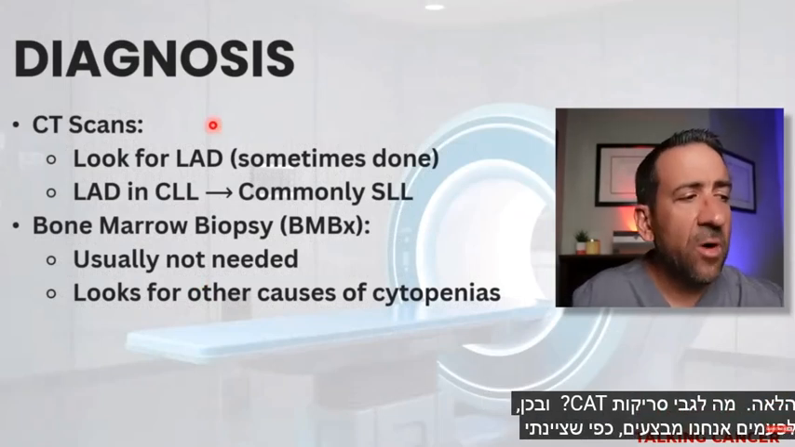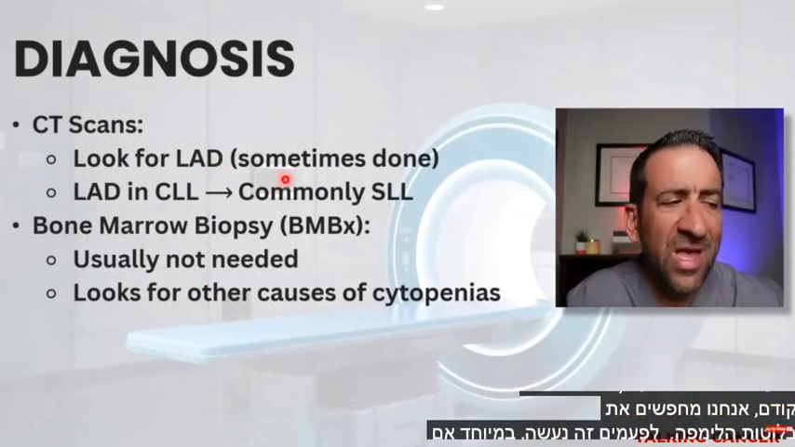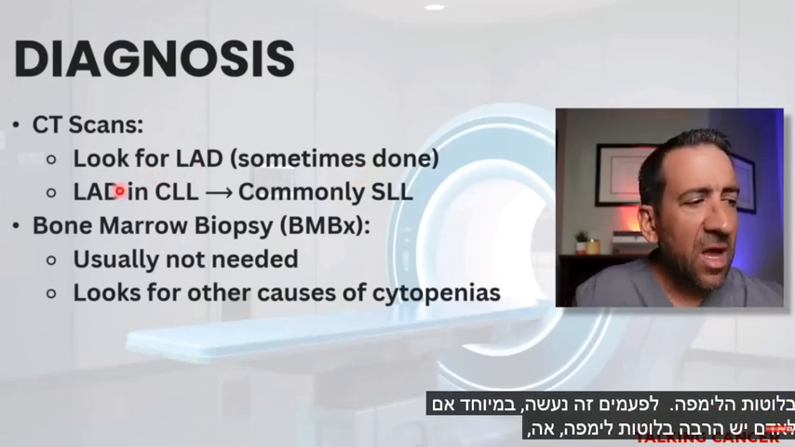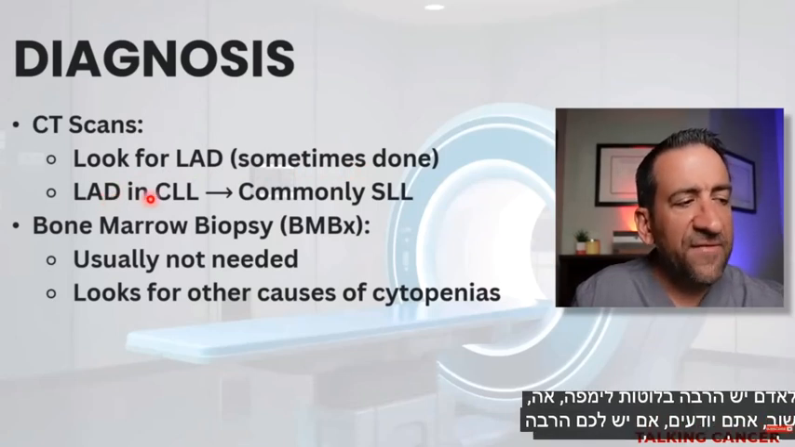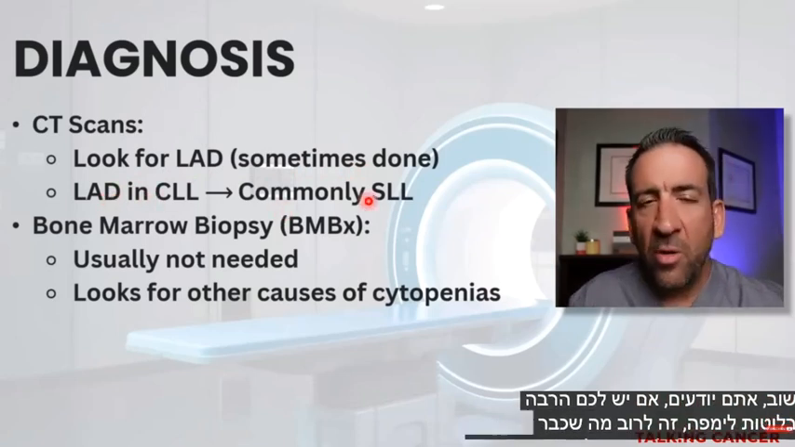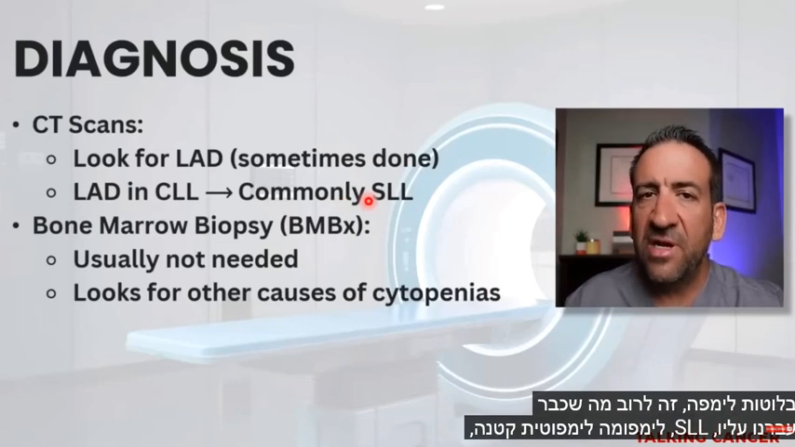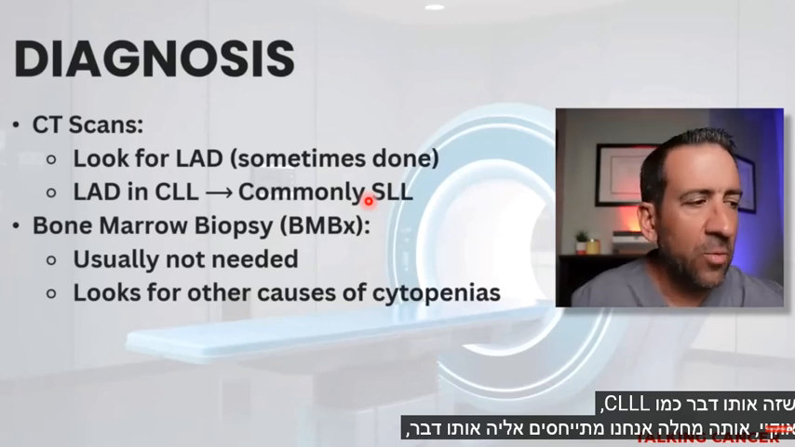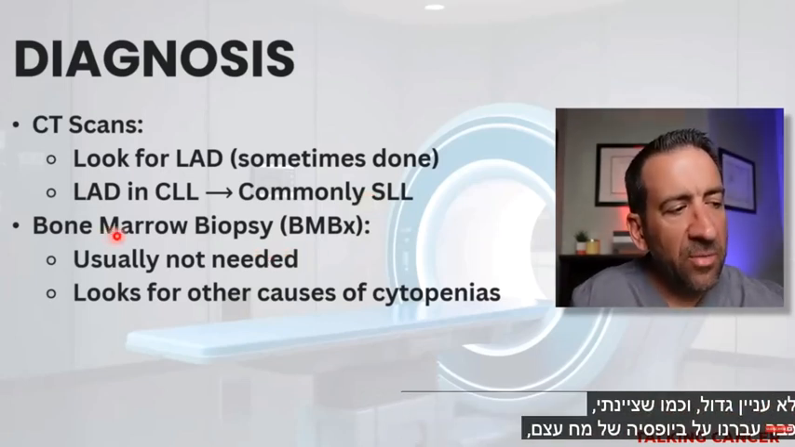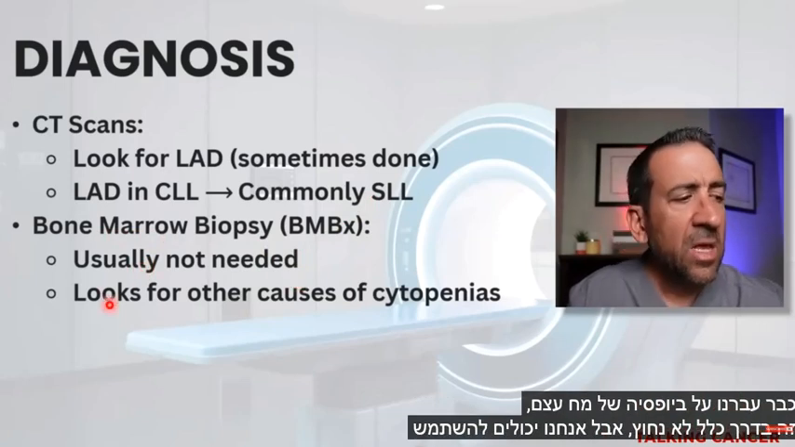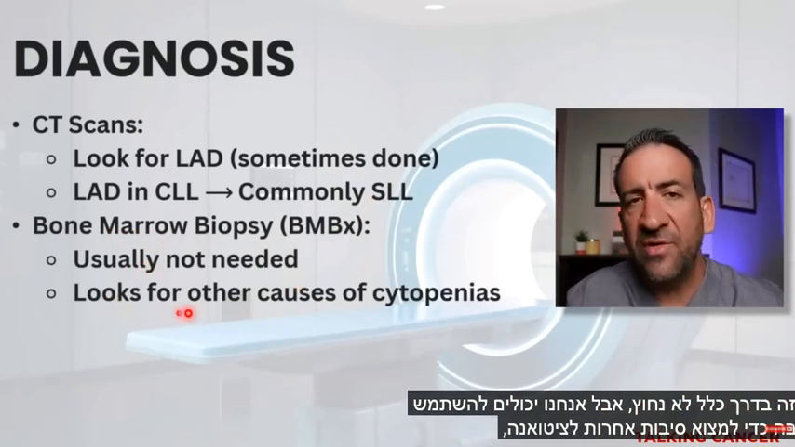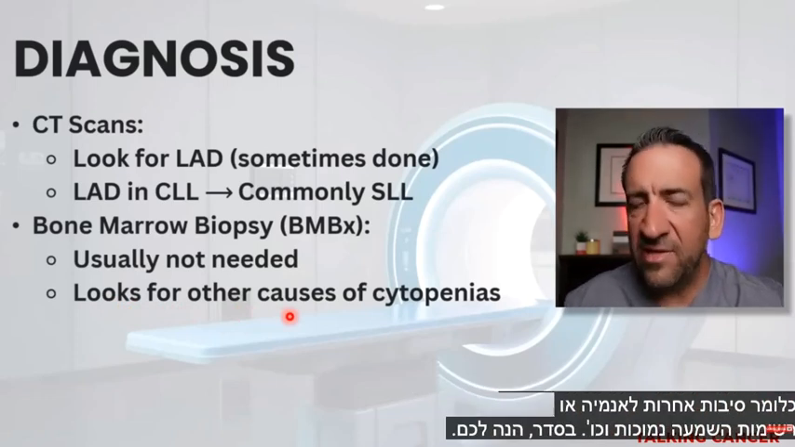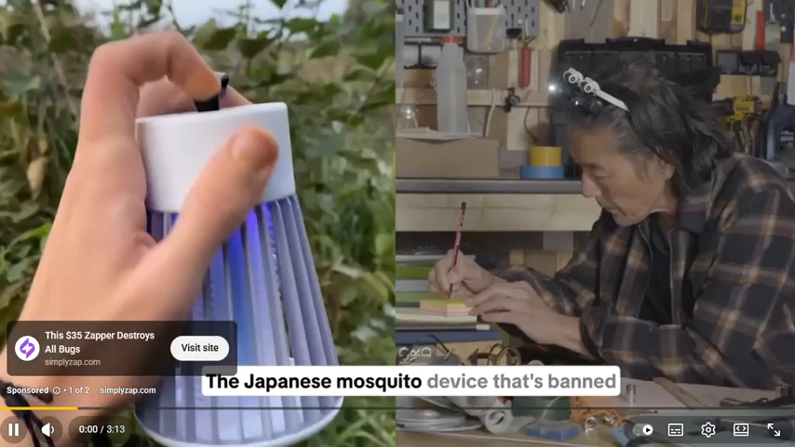Well, sometimes we perform, as I stated before, we're looking for the lymph nodes. Sometimes it's done, especially if a person has a lot of lymph nodes. And again, if you do have a lot of lymph nodes, it's more commonly what we already went over, SLL, small lymphocytic lymphoma, which is the same thing as CLL, okay? Same disease, we treat it the same, no big deal. And as I mentioned, we already went over the bone marrow biopsy. It's usually not needed, but we can use it to find other causes of cytopenias, meaning other causes of anemia or low platelets, etc.